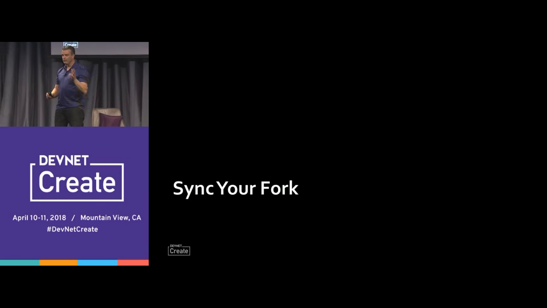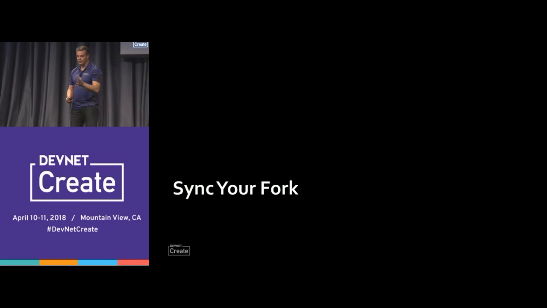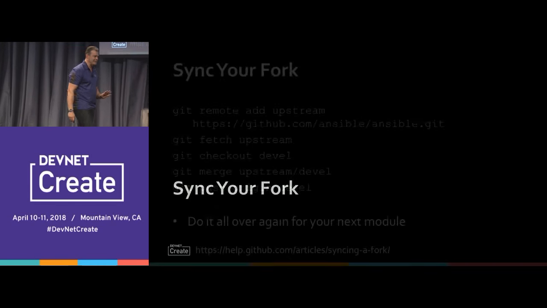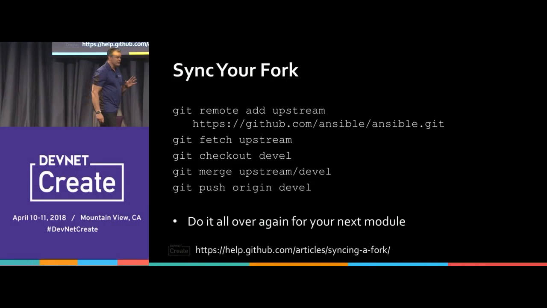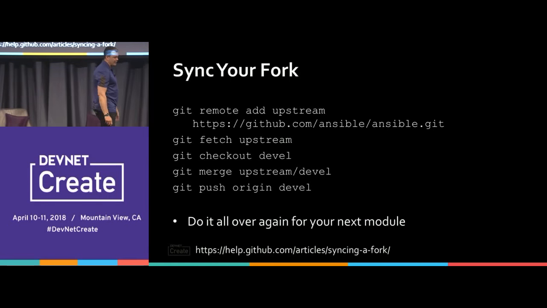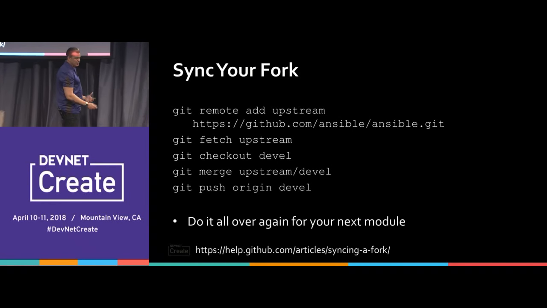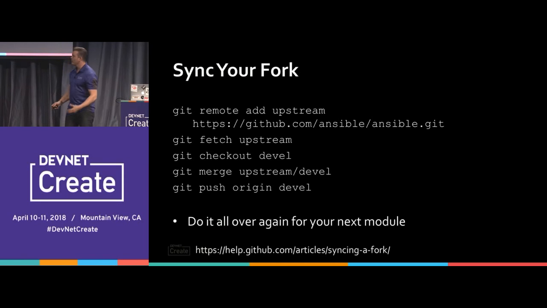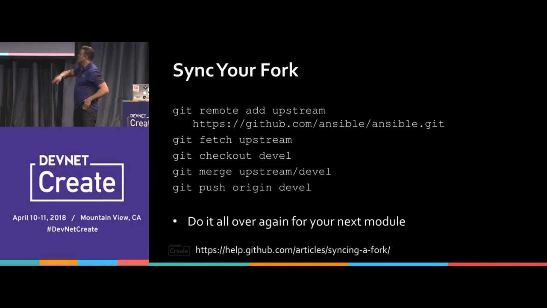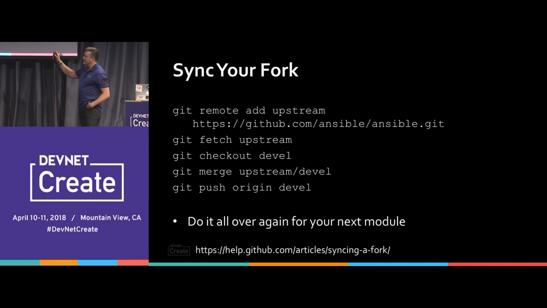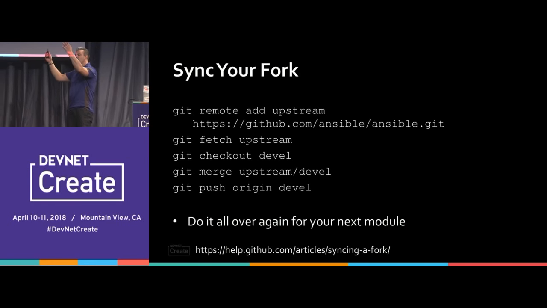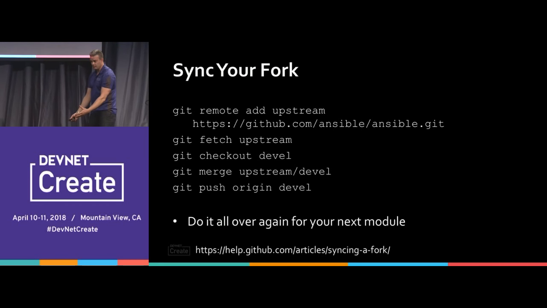But now your fork, remember your fork? Remember it was 8-bit Luigi dreaming about 64-bit Luigi and Mario? You gotta sync it. So to sync your fork, and this is locally where your clone is, you have to set what the remote upstream is, and the remote upstream is going to be the original Ansible. You're going to fetch the upstream. So you're going to bring down the current Ansible repository, fetch it.